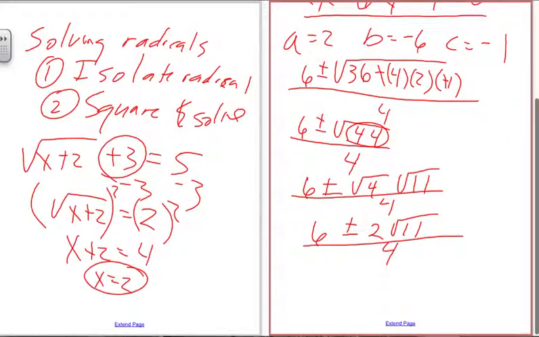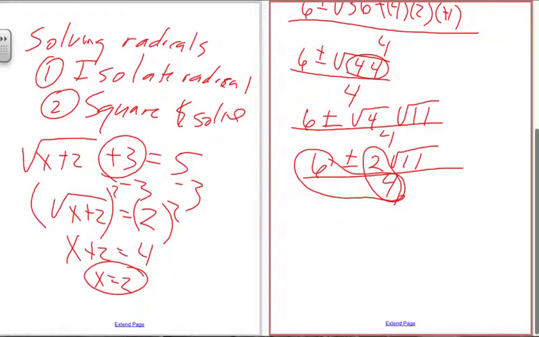And now you simplify this. First you simplify this pair, and then you simplify this pair. 6 over 4 is going to give me 3, plus or minus 2 over 4, that gives me 1, and that's it. Remember, if you don't simplify down to this point, or if you plug this in the calculator and you give me a decimal, you will get absolutely no credit for this.